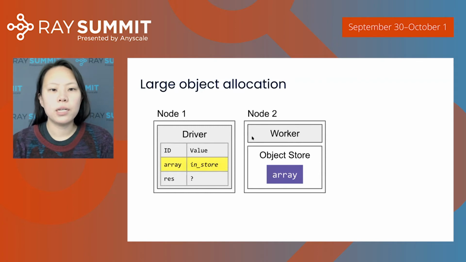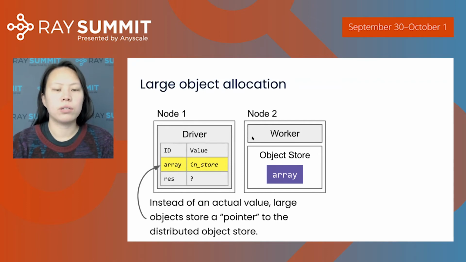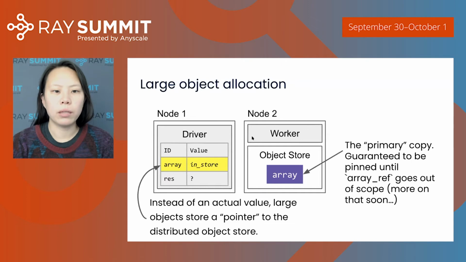The driver updates its local metadata to record the fact that the actual object value is stored in the remote object store. And this way, you can sort of think of the driver's local value as a pointer into the distributed object store. Another important thing about this design is that the first copy of the object is known as the primary copy. That's because Ray will guarantee that it stays pinned until the object is safe to deallocate.